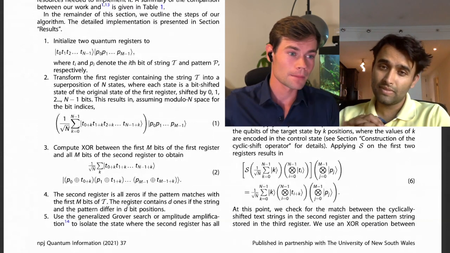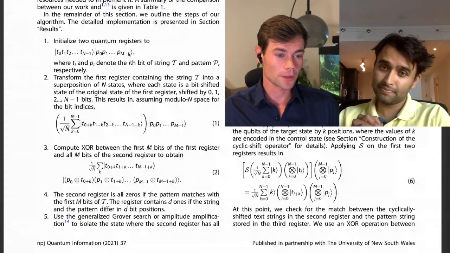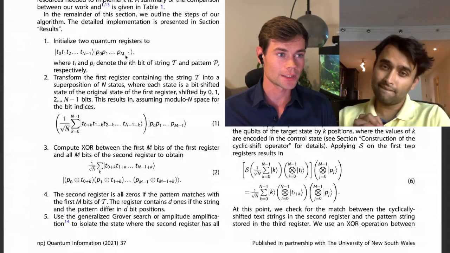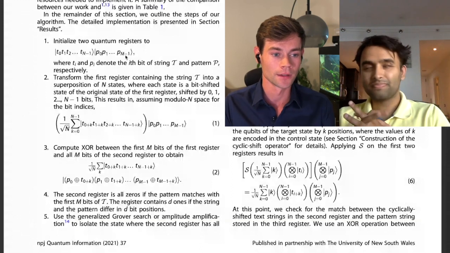So you have these bits corresponding to the text itself on the left-hand side and then the pattern that you want to match with. If we talk about the hardware aspect of this, how do you actually initialize two registers like that? Could you maybe shed some light on what that process is like?